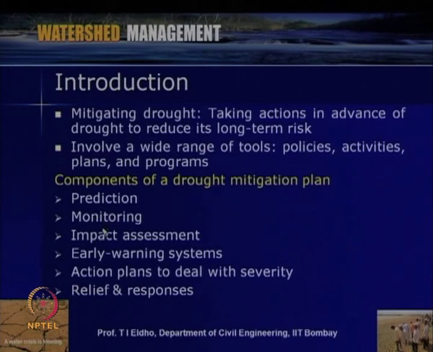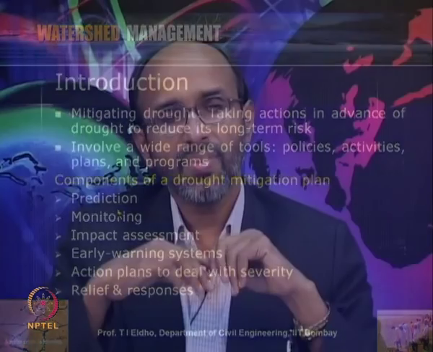Then we have to study the impact. So, we have to do an impact assessment. With respect to the severity of the drought, we have to see what will be happening, whether the agriculture crops will be destroyed or not, whether sufficient water will be available to the people or not. So, these kinds of impact assessments we have to do when we discuss drought mitigation.